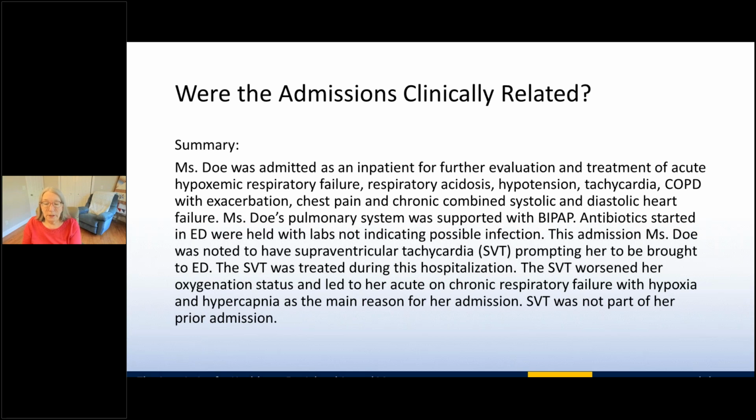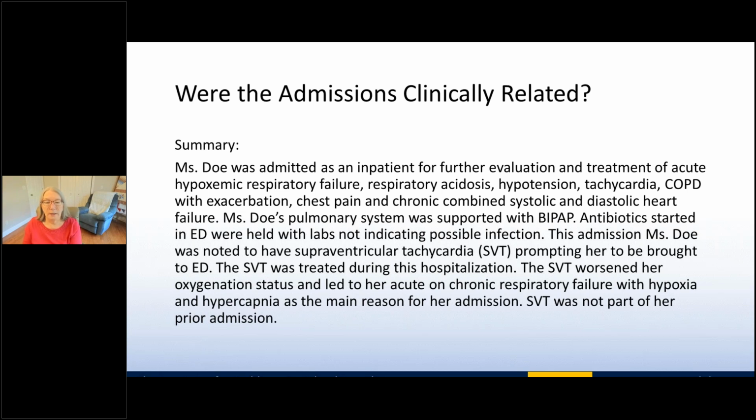For this admission, the second admission, Ms. Doe was noted to have SVT, supraventricular tachycardia, prompting her to be brought to the ED, and that SVT was treated during this hospitalization. So that was the focus of care during this hospitalization. The SVT is what worsened her oxygenation status and led to her acute on chronic respiratory failure with hypoxia and hypercapnia as the main reason for her admission.